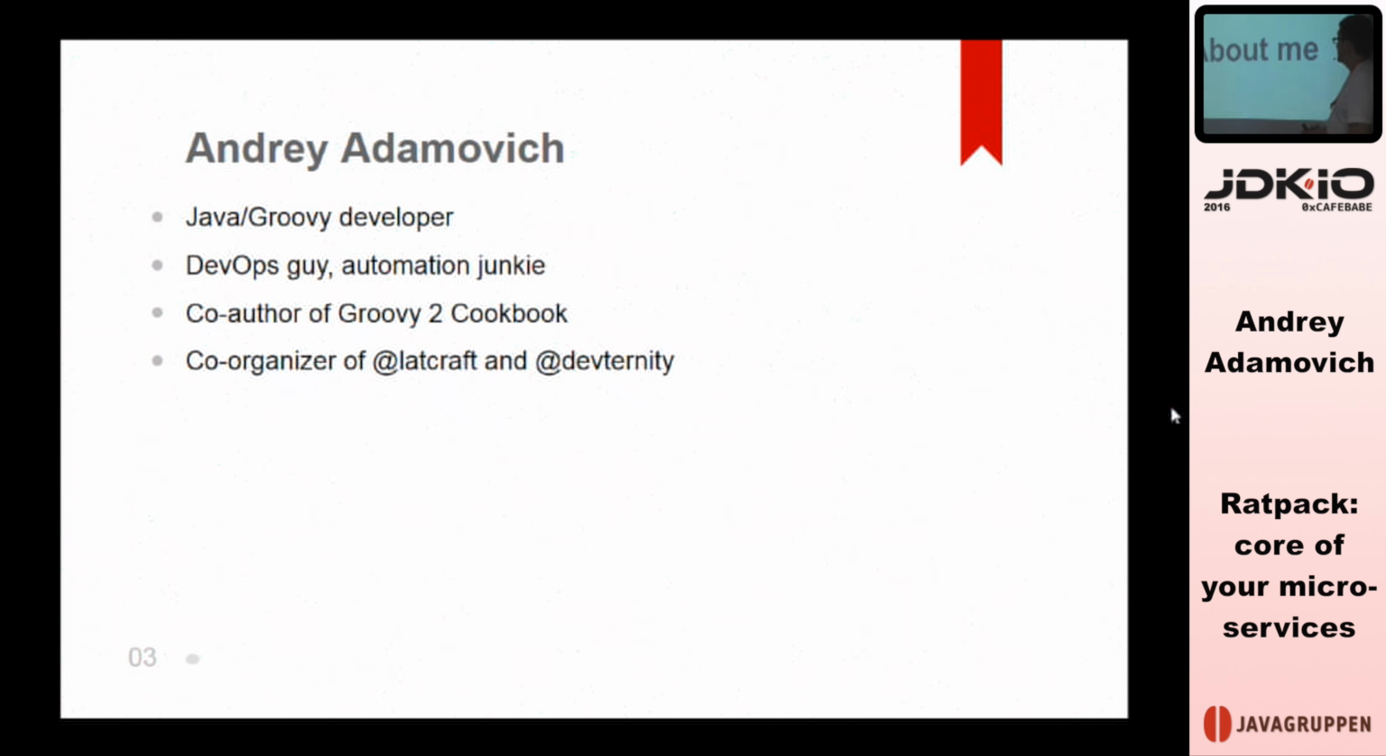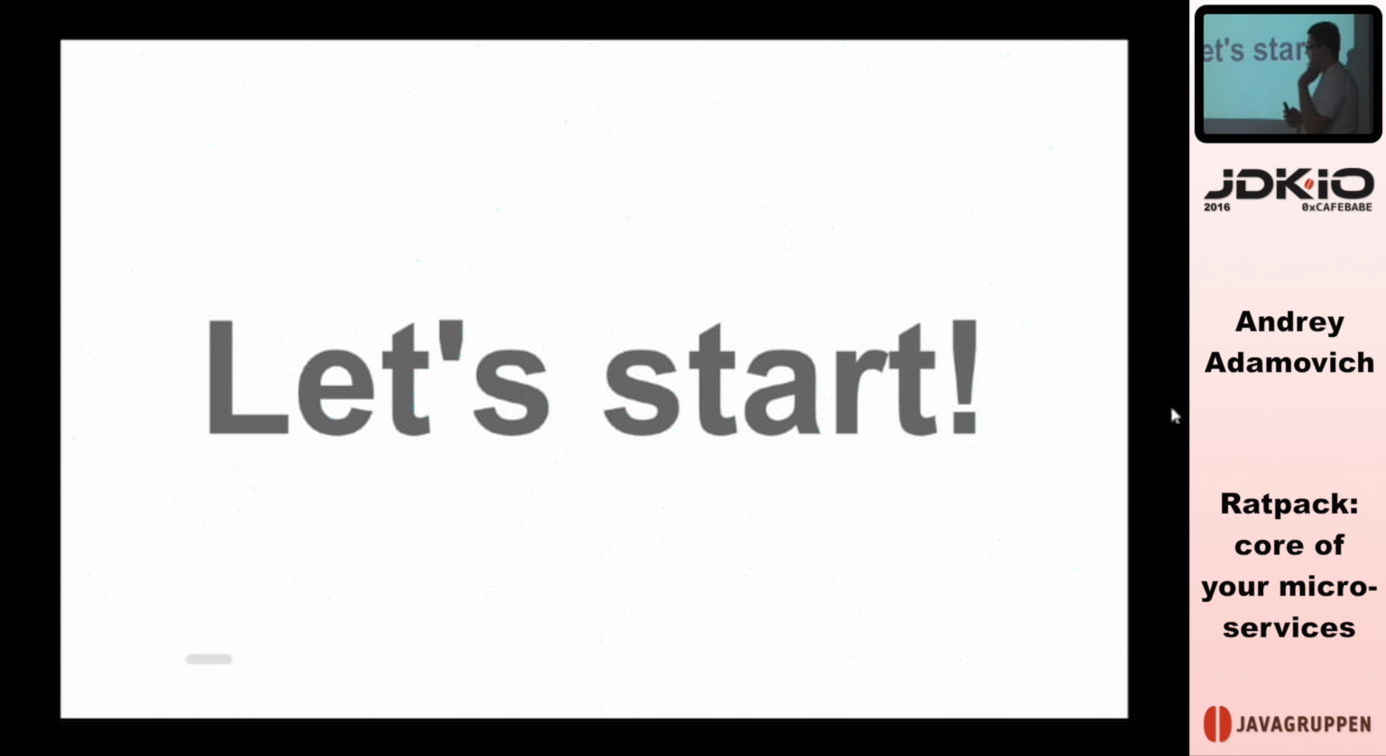Okay, a few words about me first. My name is Andrey. I'm a Java and Groovy developer. I do a lot of automation as well, so some people may call me a DevOps guy. But I'm still a developer and I still develop applications, mostly in Groovy, mostly in Java. I'm co-author of Groovy 2 Cookbook. And I'm organizing a community back in my town, Riga, Latvia, in the Baltics, called Latcraft, the Latvian Software Craftsmanship Community, and I organize a conference run by the same community called Devternity, which is going to be in December. But enough about me. You can find my connection details on the slides, which I'm going to share later.